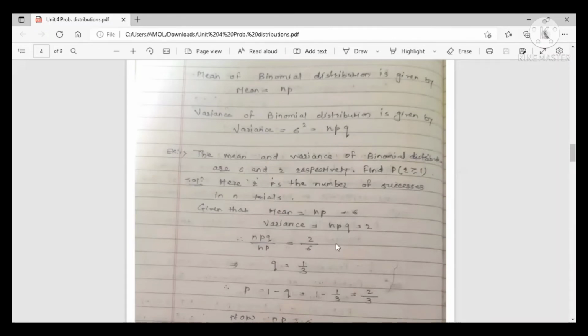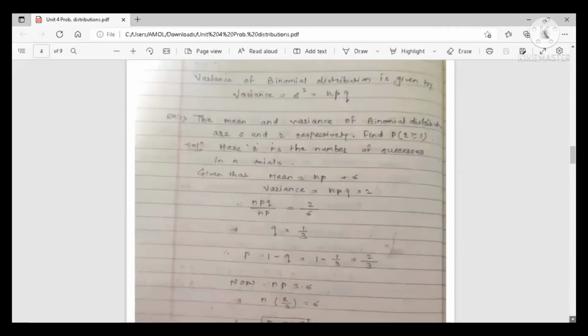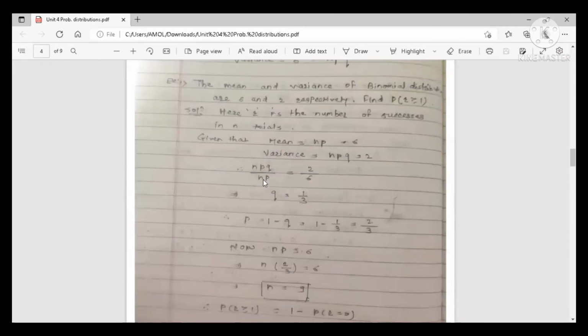Okay. Now you consider the ratio n into p into q upon n into p, variance upon mean. Because our aim is to find the probability of r greater than or equal to 1. Here r greater than or equal to 1, but we don't know the value of n. To calculate the value of n, you assume here the ratio variance upon mean, npq upon np is equal to. So npq means variance, its value is 2, and np means mean, its value is 6. So the ratio is 2 by 6. You simplify it. P gets cancelled, n gets cancelled. So the value of q is 1 by 3.